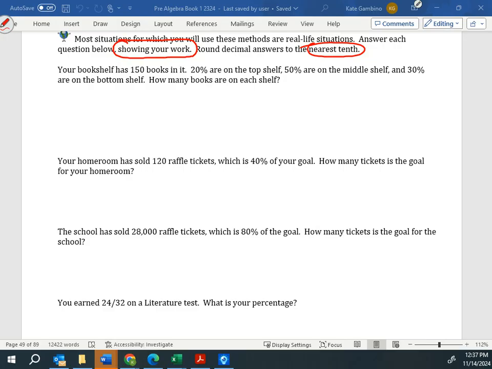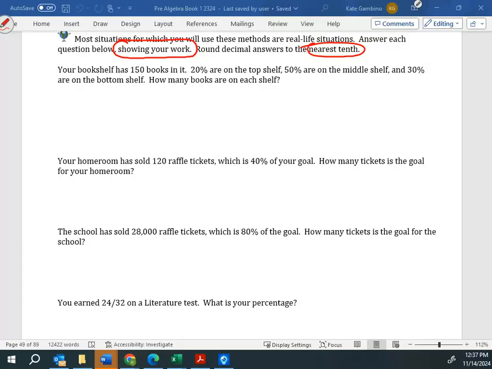Mr. Schultz, he's a silly guy. But because he said in the directions round to the nearest tenth, on the test, if he says a specific decimal place, that's what I'm going to expect. Okay? So if the directions say to round to the tenth, I fully expect your answer to be rounded to the tenth. Okay? We will follow the directions.